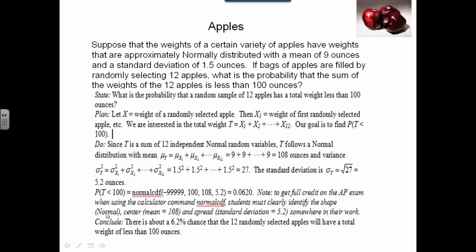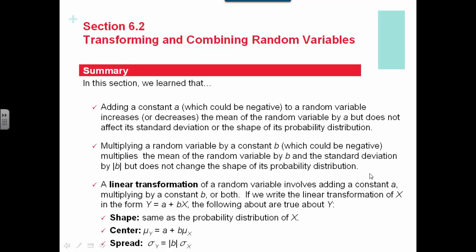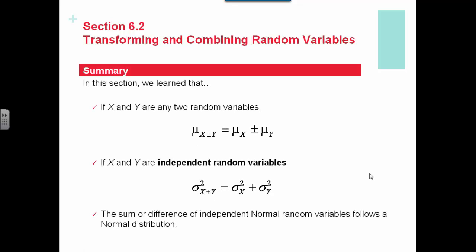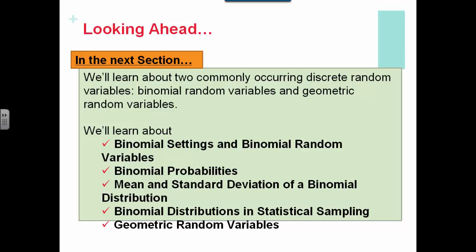And note, to get full credit on the AP exam when using a calculator, students must clearly identify the shape, center, and spread somewhere in the work. Our conclusion: there's about a 6.2% chance that 12 randomly selected apples will have a total weight of less than 100 ounces. So remember, normal CDF is a different way to calculate it instead of using table A. In the next section, we'll look at binomial and geometric random variables.